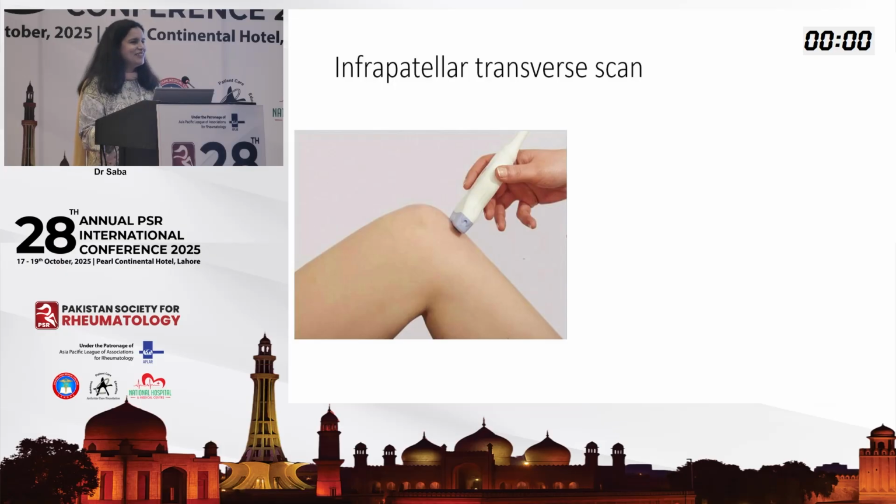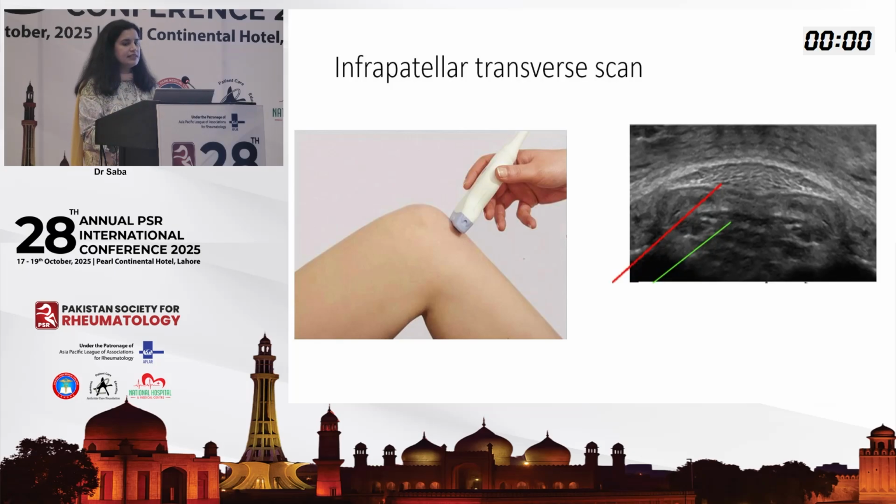Now, the infrapatellar transverse scan. You are done with the longitudinal part of it, so now you're going to just move your probe 90 degrees to the other side. Now we are at the same part, the infrapatellar part. So the same area where we see the infrapatellar tendon and Hoffa's fat pad, but this is just another view.